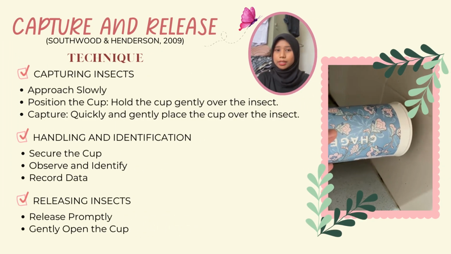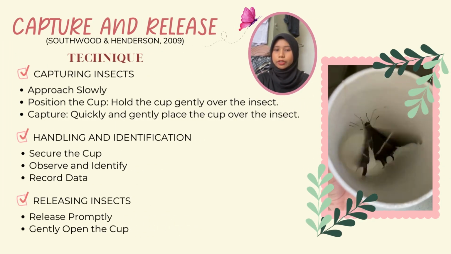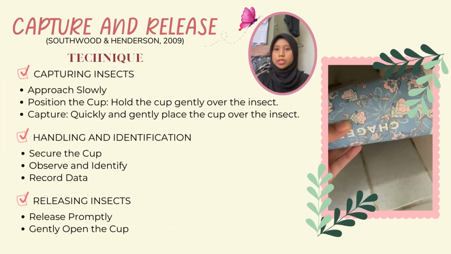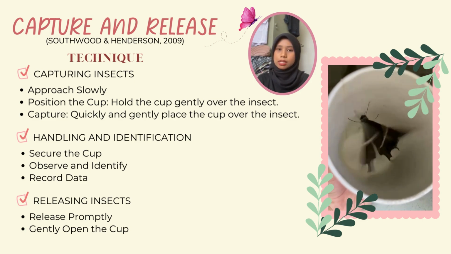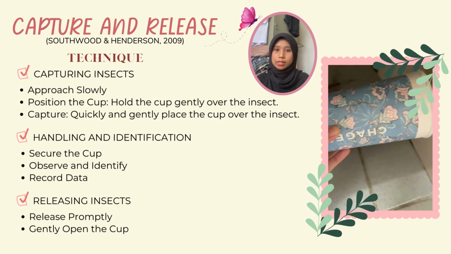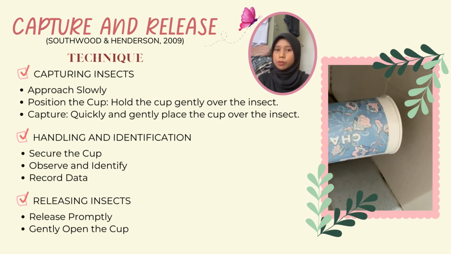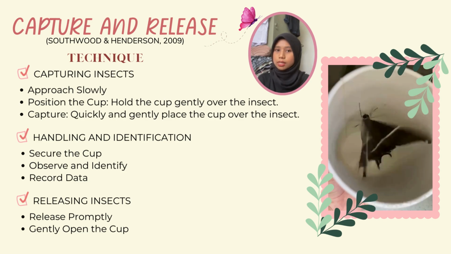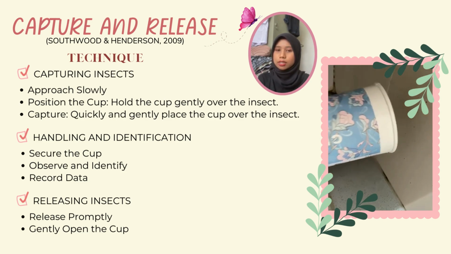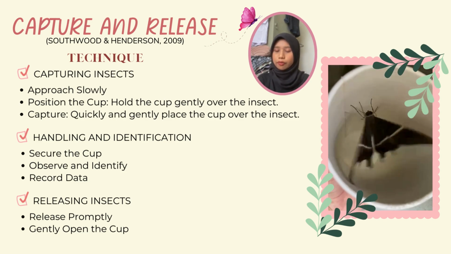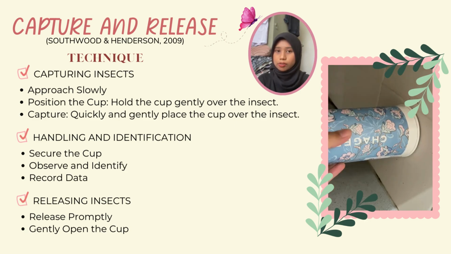The second method is the catch and release method. For this method, a collection cup or a transparent cup is needed to make it easier to observe the insects. The first step to capture the insect is to approach slowly and position the cup gently over the insects. The second step involves handling and identification. The insects are observed and identified and then released after the data is recorded.